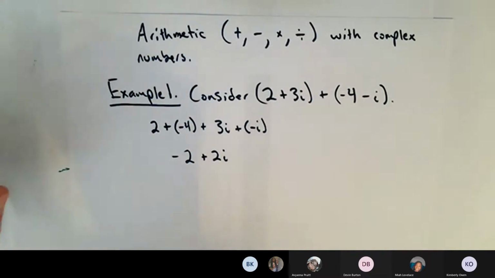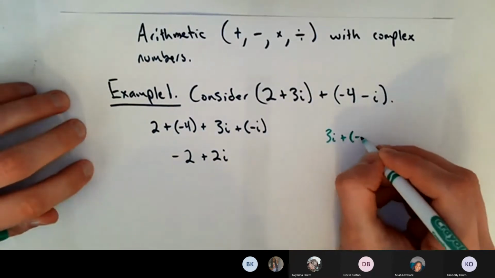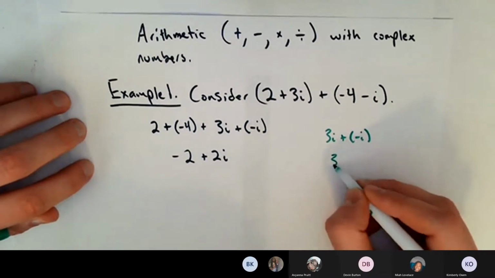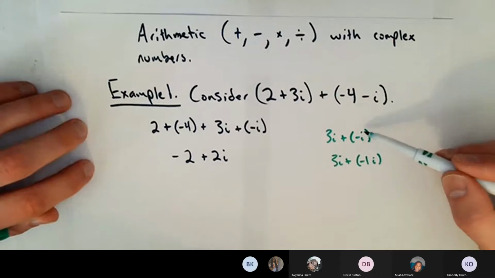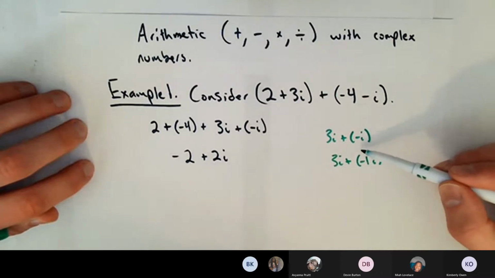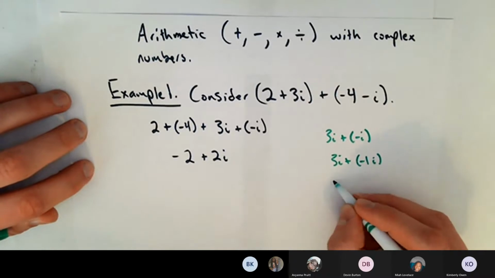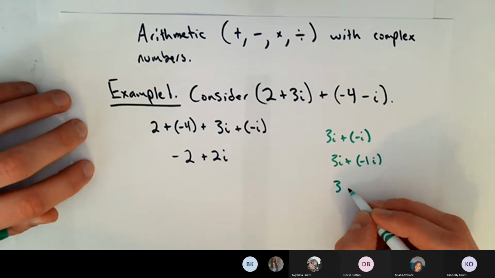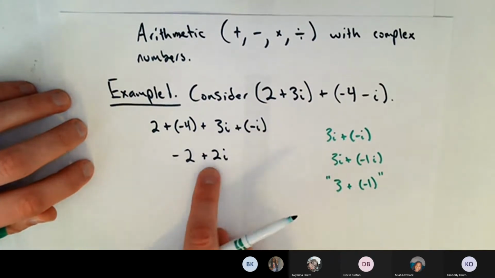Okay, let me make sure we note something here, that 3i plus -i is the same as 3i plus -1i. So don't forget, when it's just an i written, we understand that there's a 1 there. And if it's a -i, we understand it's -1i. So it's kind of the same as having 3 plus -1. Not exactly, because you still got to attach the i, but 3 plus -1 is just 2. Hence the answer for this part is 2i.